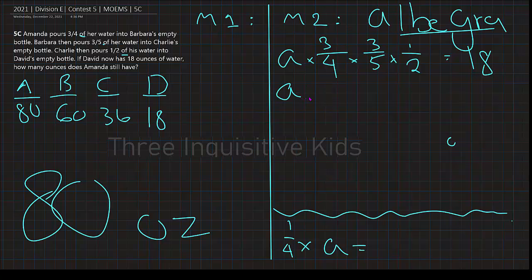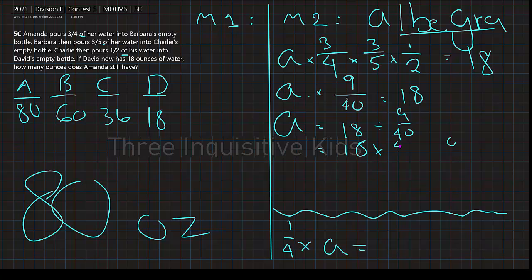I'm first going to multiply these. The top we multiply is 9. The bottom we multiply is 40. Over here is 18. So A would equal 18 divided by 9/40, which is equal to 18 times its reciprocal, basically flipped around, 40/9. And then we can simplify this.